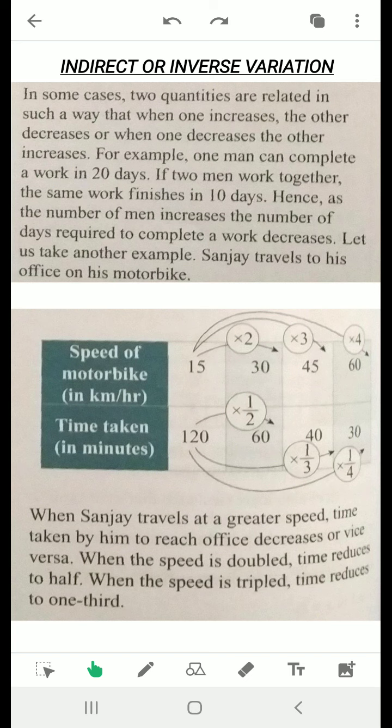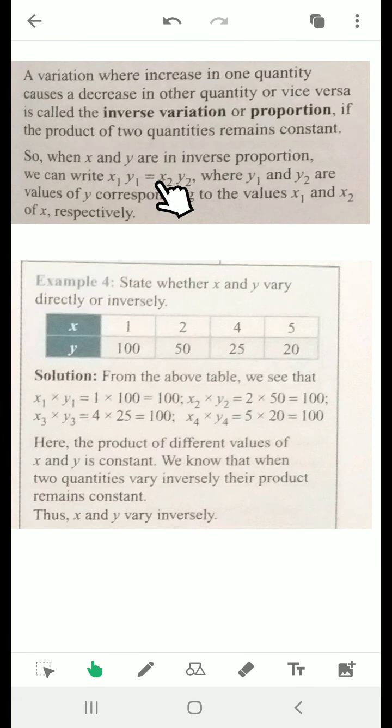Whenever two quantities are in indirect variation, the product of the two quantities remains constant. That is, x1 multiplied by y1 will be equal to x2 multiplied by y2. So that is the formula for indirect variation. In direct variation, it was x1 upon y1 equals x2 upon y2. If it is indirect variation, then it will be x1 multiplied by y1 equals x2 multiplied by y2.